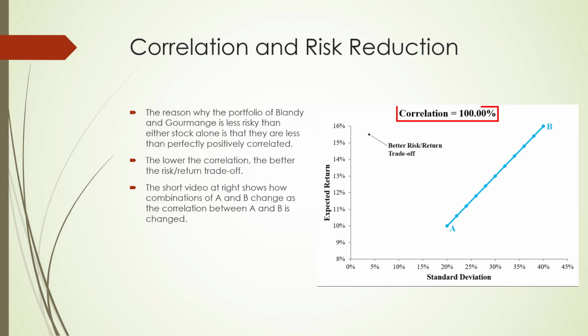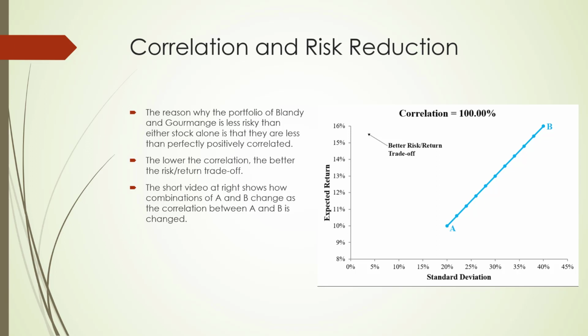Now, keep an eye on the title of this chart. Notice it says right now the correlation equals 100%, or in other words, +1. This is perfect positive correlation. And what we find in that case is that all possible combinations of A and B lie on that straight line. But as we lower the correlation, we're going to see that that line begins to bow out in the direction of a better risk-return trade-off, which is towards the northwest. So you can see that the correlation is dropping, and at the very end, we'll look at this in just a second, we had a -1 correlation.